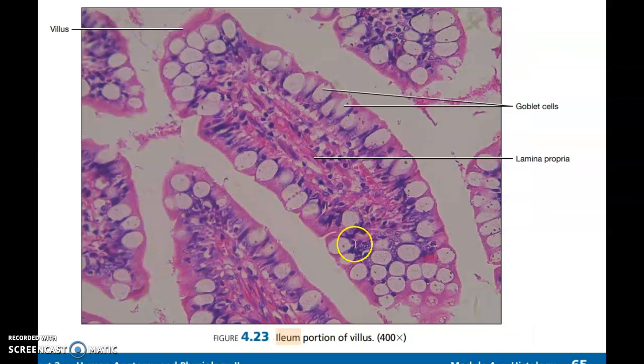We have a closer view of the ileum. This is going to be the villi, and these are the villi here. And you can see here the goblet cells, which produce the mucus. And you have here the lamina propria, which is connective tissue. Again, you have here the ileum.